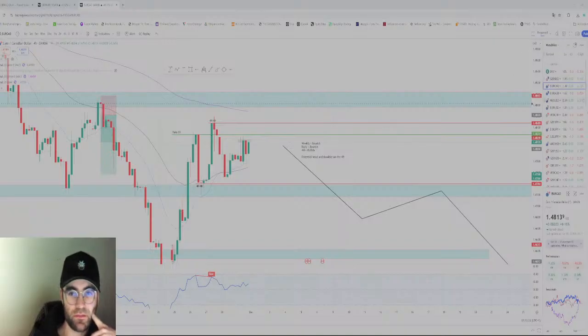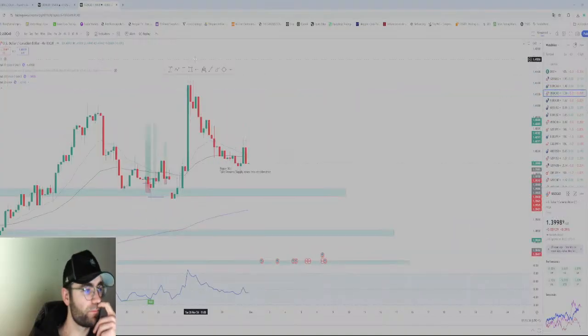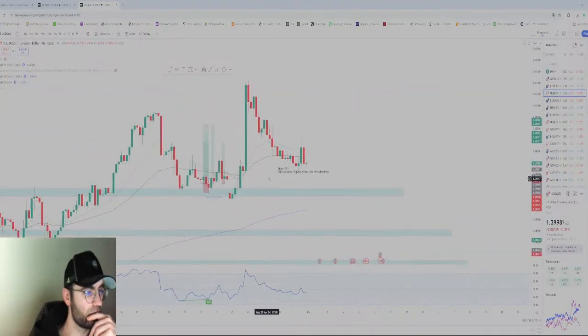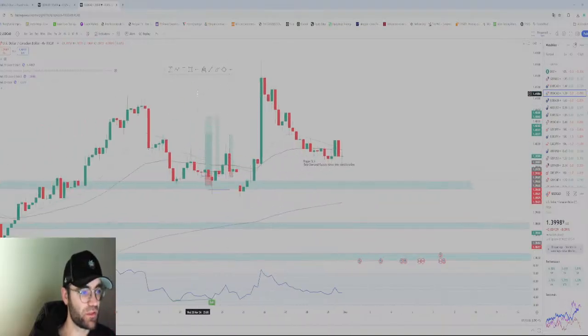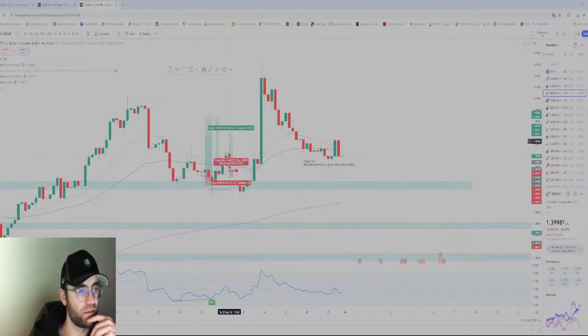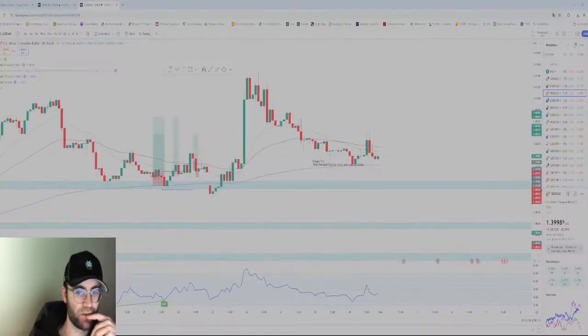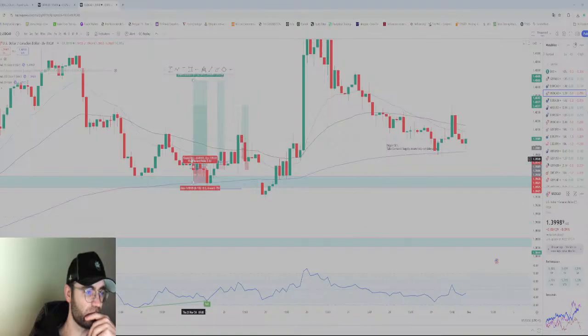USD CAD. I think USD CAD is the one where I had a lot of unlucky trades. Look at this. I predicted it to go to the upside. I got stopped out a few times, and then it made the massive move. But I'm still not sure what I should have done differently.